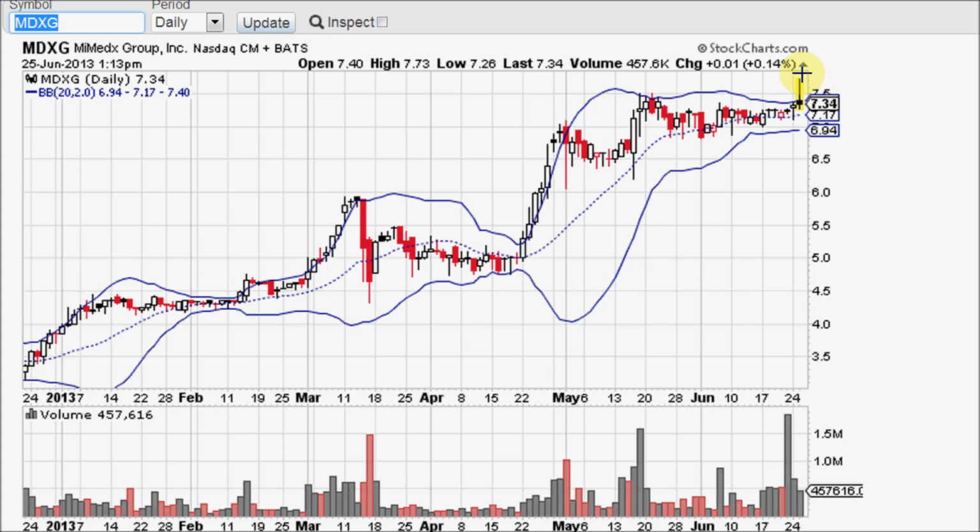And it also works in reverse. When a stock gets no volatility and then breaks to the downside, the bands will spread, the stock price will level off, the bands will pinch again, and it'll break down again on a big move. So it works in both directions.